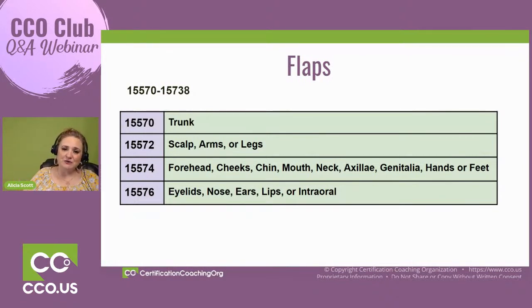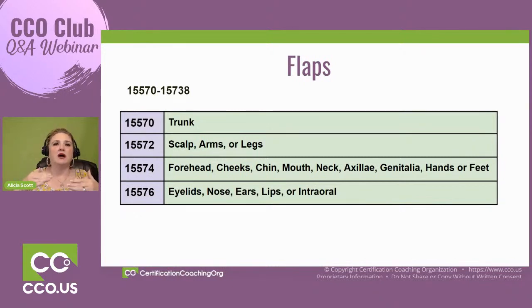And if you're not squeamish, then I would encourage you to go ahead and look at them, jump out to those websites and see some of the descriptions of why they would use this particular type of flap versus another. Now we're going to talk about that a little bit, but for the most part, I want you to just see how the code set is divided up.